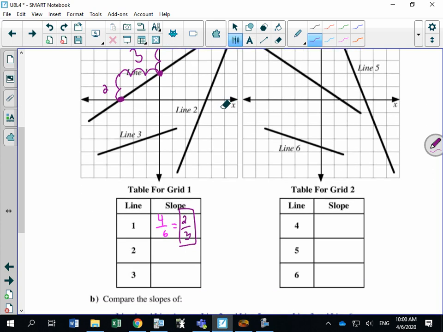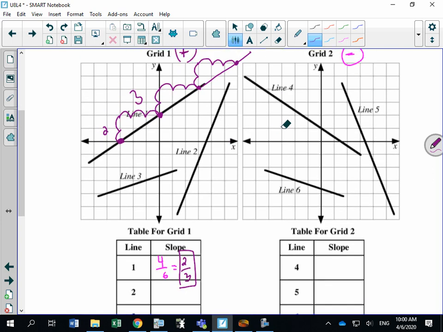Okay, so what I'll do is I'll give you coordinates for line 2 and 3. So for example, that's a good point, and that's a good point, right? So figure out your rise and your run. And for line 3, that's a good point, and that's a good point. So pause the video, calculate the slope of line 2 and 3, and then I'll give you that right away.